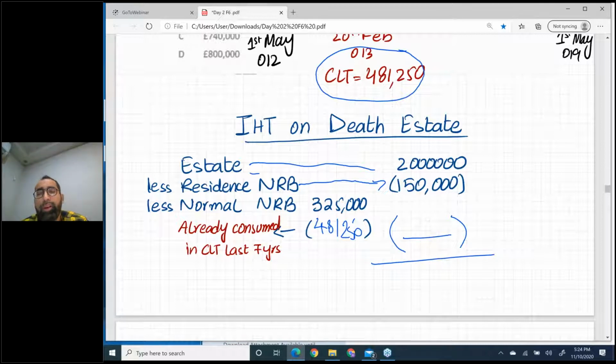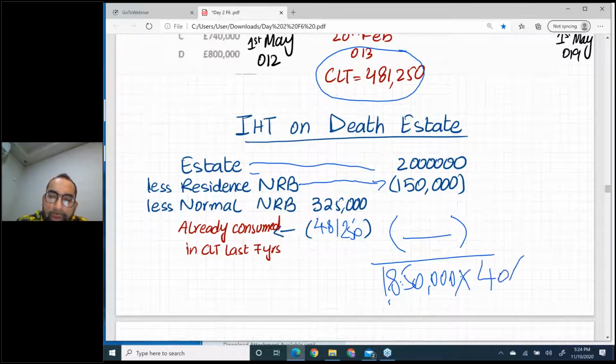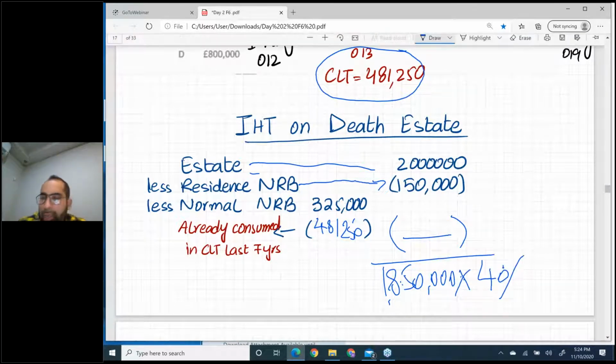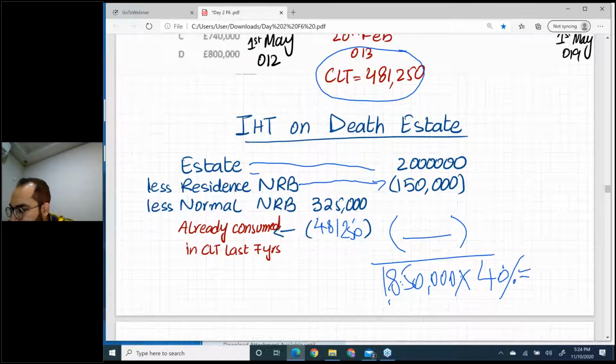So what you do: 2 million less 150,000 is 1,850,000. Now the question is, sir, what is the tax rate on death? There is only one tax rate, that is 40%. 1,850,000 times 0.4 is 740,000. This is 740,000.